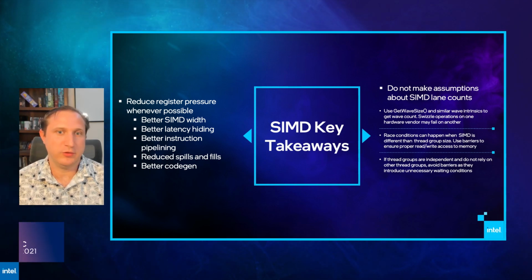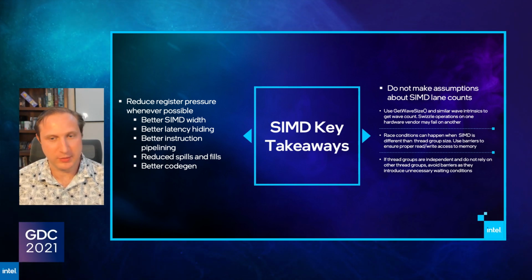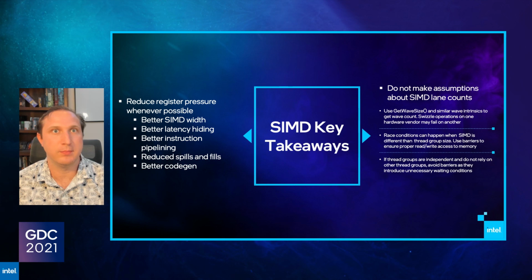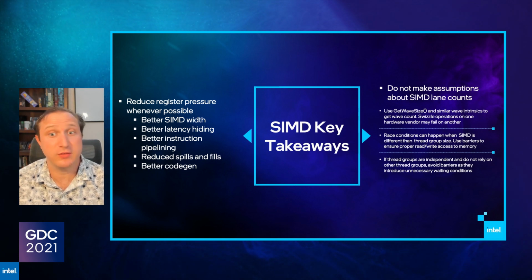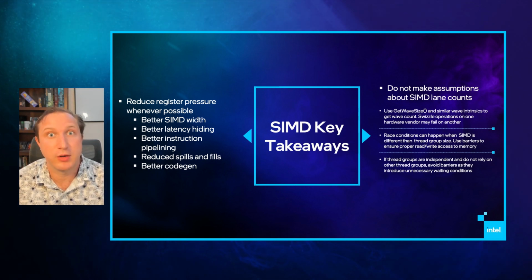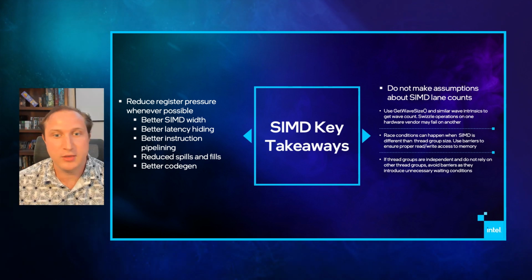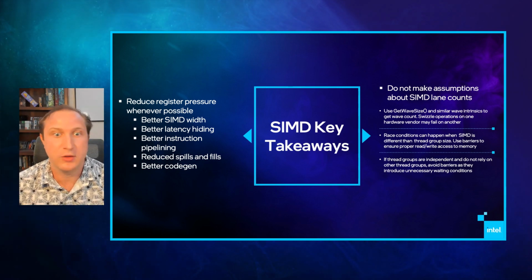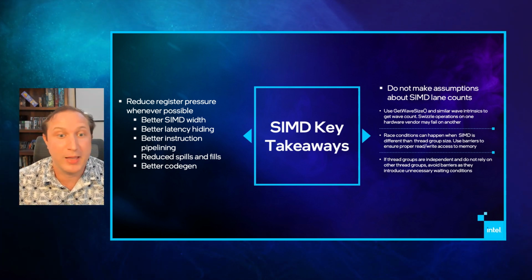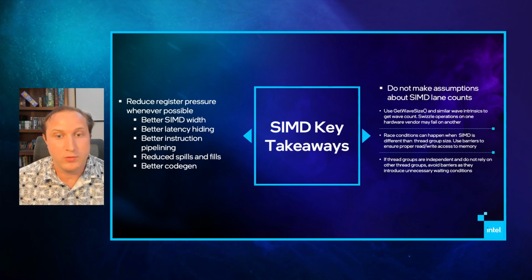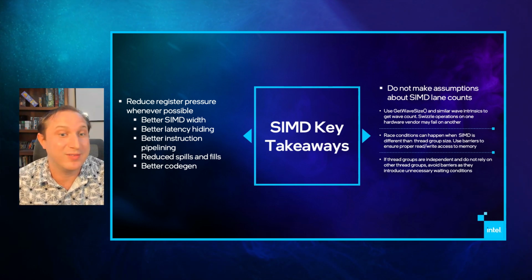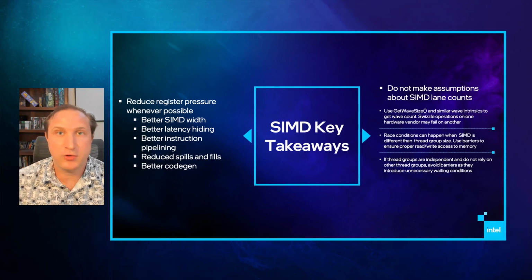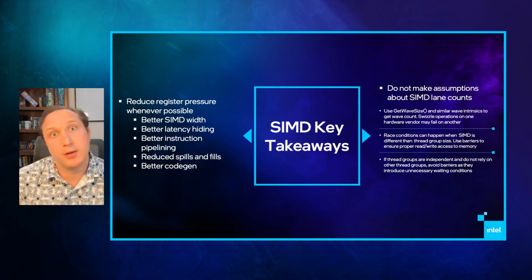In summary, reducing register pressure helps ensure you get the best SIMD width for better latency hiding, better instruction pipelining, reduced fills and spills from memory, and better code generation. Since SIMD is dependent upon compiler choices, it is wise when developing not to make assumptions about SIMD lane counts. Use get wave size and similar wave intrinsics to get wave count. Swizzle operations on one hardware vendor may fail on another.